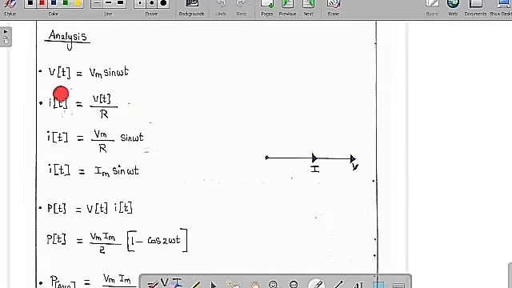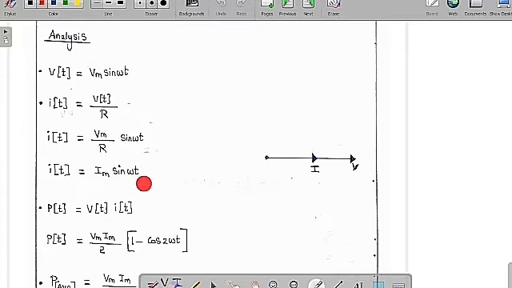Analysis: the supply voltage V of t is equal to Vm sin omega t. So current I of t is equal to voltage by resistance, V of t by R. If you substitute V of t here, we get I of t is equal to Vm sin omega t by R, or simply Vm by R into sin omega t. I am going to assume that Vm by R is nothing but the peak value Im. Therefore I of t is equal to Im sin omega t.